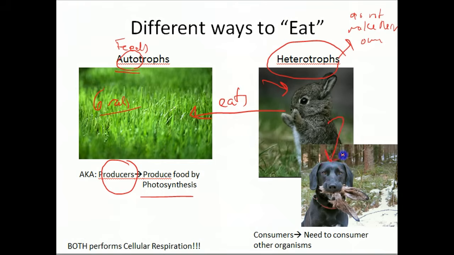Unfortunately, this dog is also a heterotroph, but he doesn't prefer grass. In fact, he prefers to eat bunnies. So your bunny right here is now consumed, right? It's consumed by this heterotroph. So heterotrophs, like cute little bunnies and like vicious dogs, are consumers. They need to consume other organisms. Okay. So that's a really quick basic introduction. This is 7.1. We're done already.